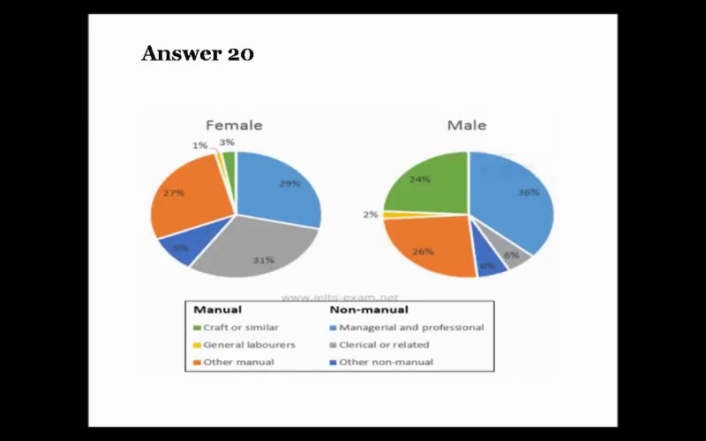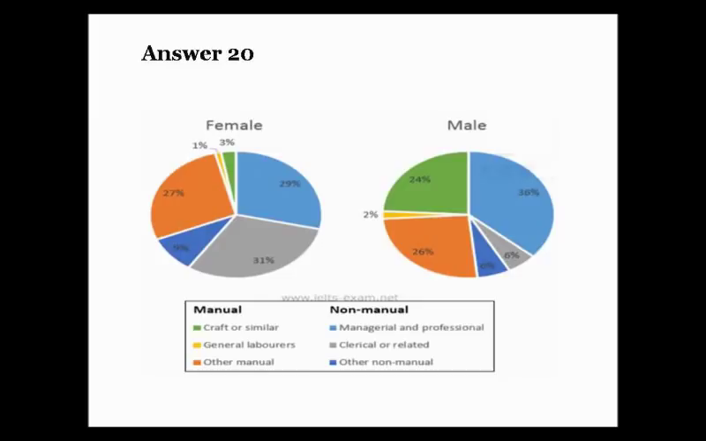The pie chart shows information about the distribution of male and female in occupation choices. To begin with, we can see that there are two categories in comparison, male and female. According to the graph, for female, the largest proportion goes to clerical or related with a figure of 31%, while the smallest proportion goes to general laborer with a figure of 1%.